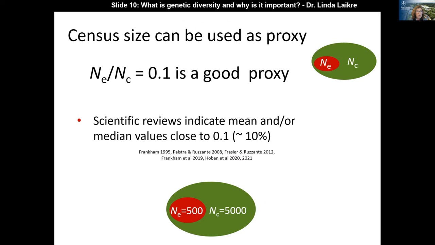And the proxy we suggest is to use what we know from scientific studies, that the ratio of NE to NC is typically around 0.1. So typically NE is about 10% of census size. That's what we suggest to use as a proxy. If we want to reach NE 500, we can use a census size, the number of mature individuals, of 5,000.